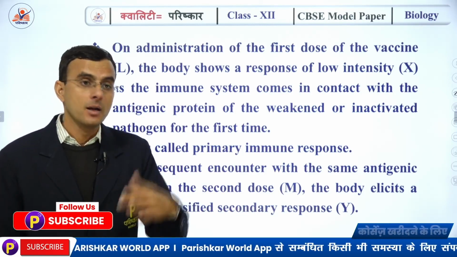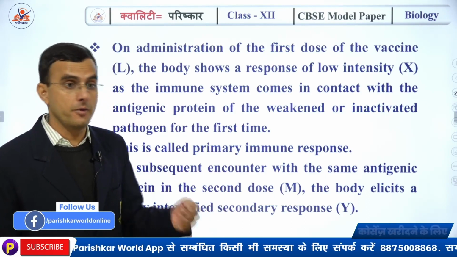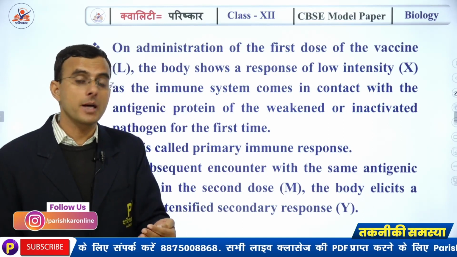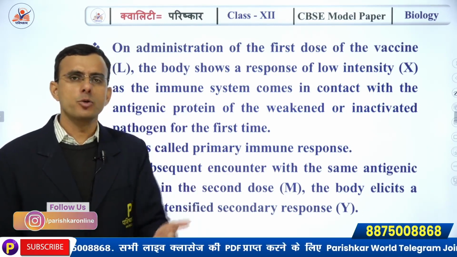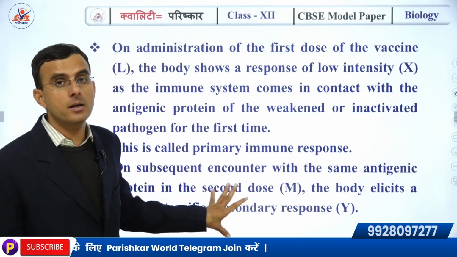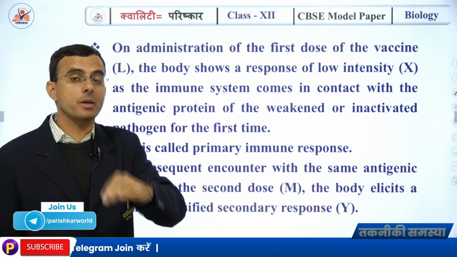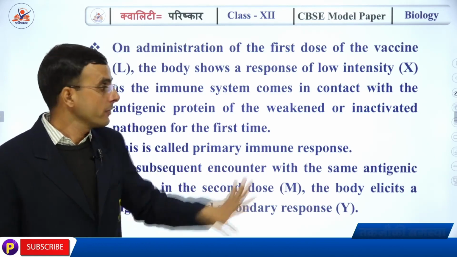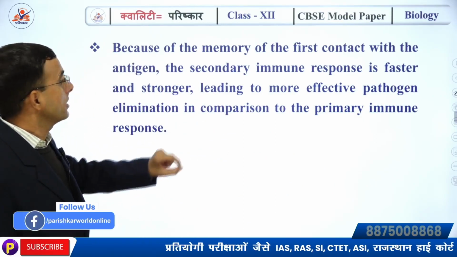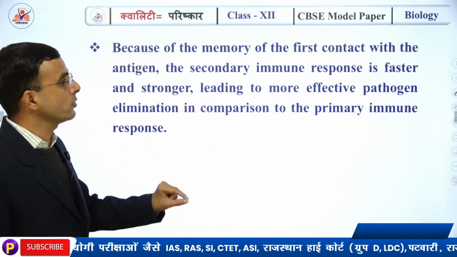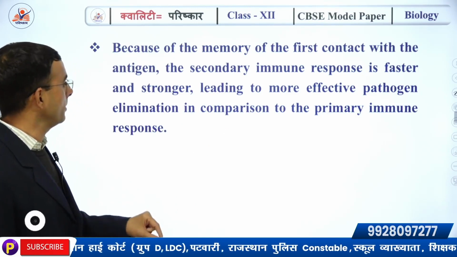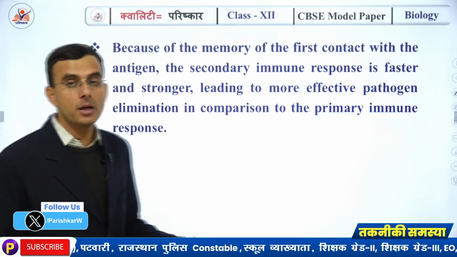Because of the corona period, we provided the first vaccine, then the second dose of that vaccine, and then the booster dose also. Because of the identification and the already present antigen memory in the cells, they are able to respond quickly. So because of the memory of the first contact with the antigen, the secondary immune response is faster and stronger, leading to more effective pathogen elimination in comparison to the primary immune response.